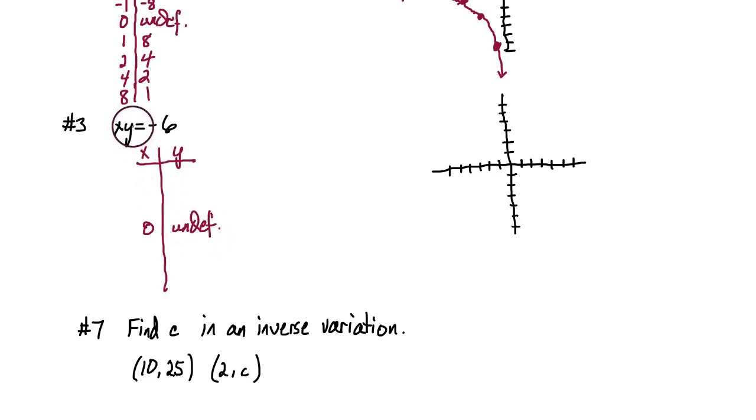Similarly, when y is 0, there's no number that works for x, and that's why the x-axis will be an asymptote. Let's choose numbers to the right of 0, like 1. 1 times what makes -6? And this is -6. Or if we chose 6 for x, then y would be -1. Let's work with negative numbers. When x is -1, what's y? It's 6. Or when x is -6, y has to be 1.